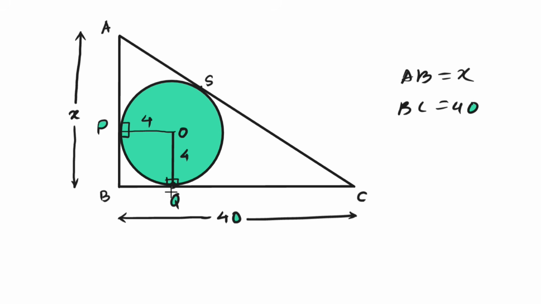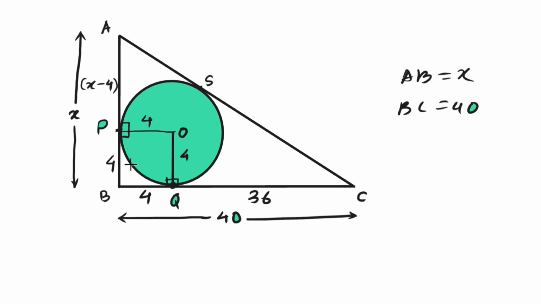Notice what this tells us. The distance from B to P is 4, and the distance from B to Q is also 4. Therefore, AP equals x minus 4 because the entire length AB is x, and we subtract the 4 units from B to P. Similarly, CQ equals 40 minus 4, which gives us 36. Up to this point, everything follows directly from the given measurements.